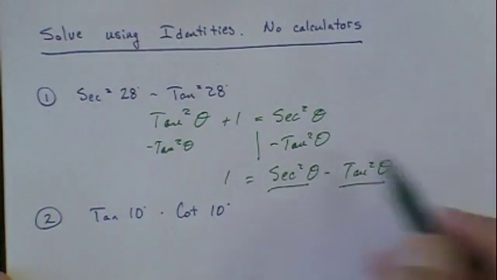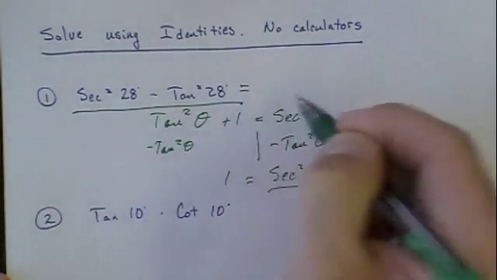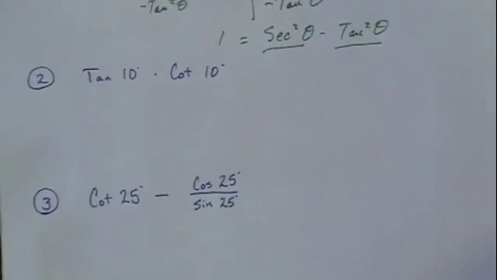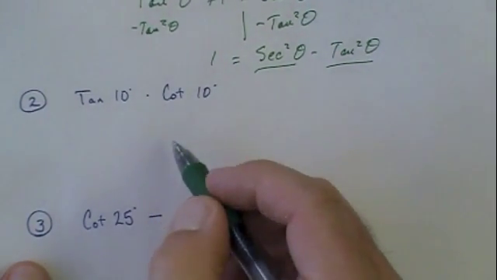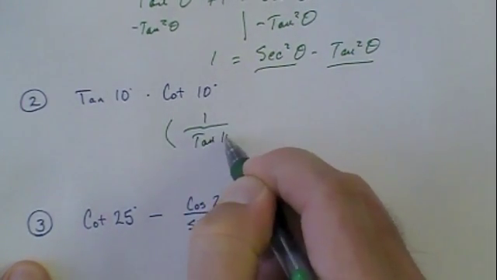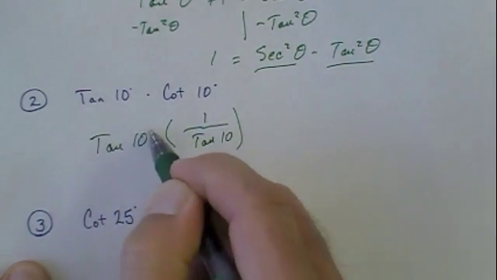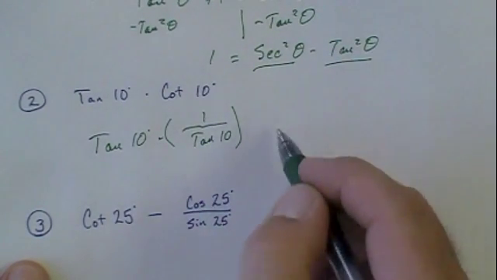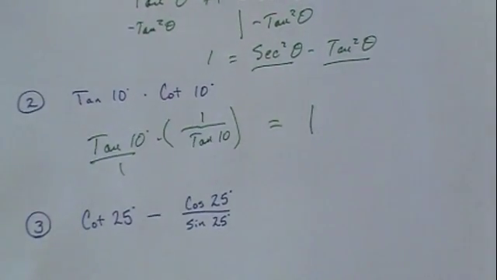Secant squared theta minus tangent squared theta. That's what we have right here. And that's always going to equal 1. So the answer to this would be 1. Let's look at another one. Here we have tangent of 10 degrees times a cotangent of 10 degrees. Well, we know that the cotangent could also be written as 1 over tangent. So we have tangent of 10 degrees times the reciprocal here, 1 over tangent of 10 degrees. That's going to also equal 1.